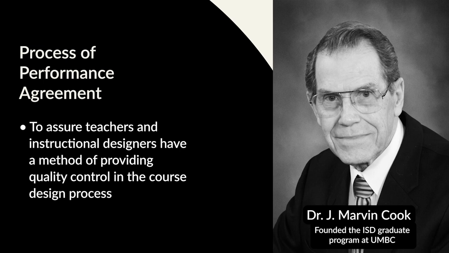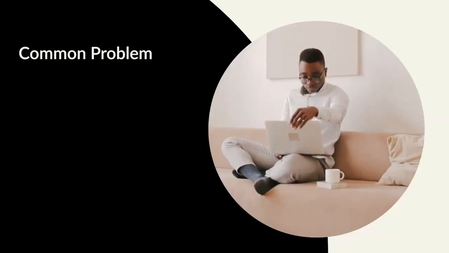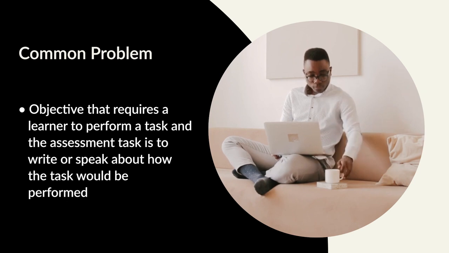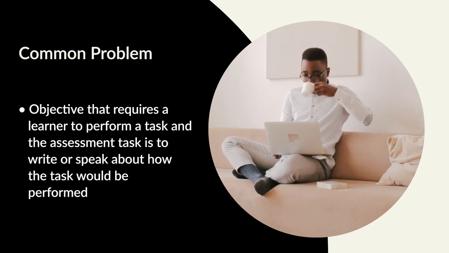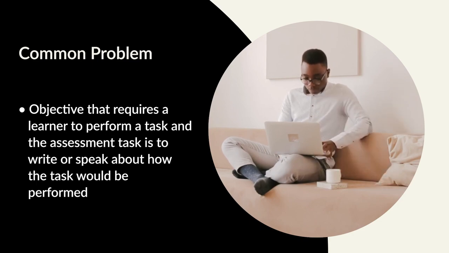The reason that this is so important is because when mastery is determined in a way that doesn't match the original intent of an objective, there is no validity in the learning the student receives. One of the most common examples of problems with performance agreement is when we write an objective that requires a learner to perform a task, and the assessment task is to simply write or speak about how the task will be performed. Let's say that an objective is written as follows.